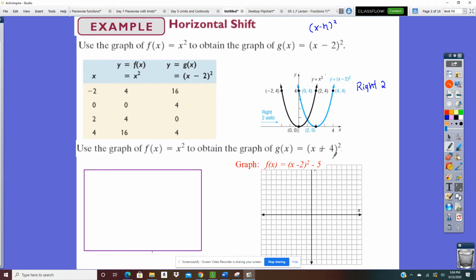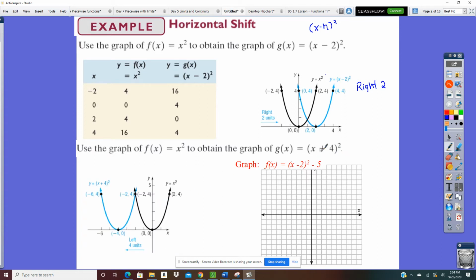Okay, so here is another horizontal shift. So if I take those values and add 4 to them, you can see that it ends up moving left 4 units. So here is left 4 units that way. Okay, so this is left 4 over here. My function notation here is f of x plus 4. And this one is f of x minus 2.